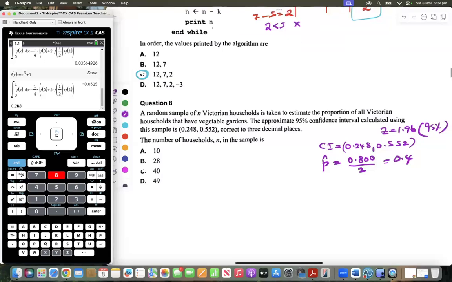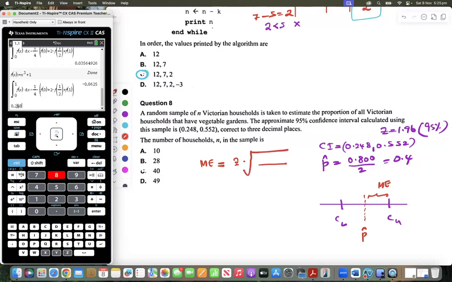Okay, so if I draw that here, this is my confidence interval, this is my lower value, this is my upper value, and the p hat should be in between, right? So then this part is my margin of error. How do I find margin of error? The formula for margin of error is equal to Z value times square root of p hat multiplied by 1 minus p hat divided by n. You plug those numbers in now.